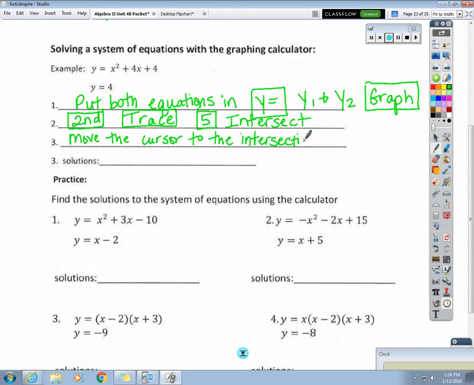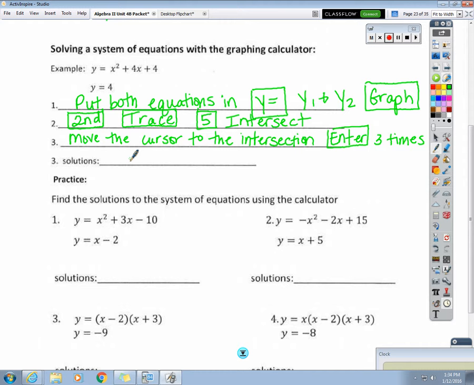And once you've placed your cursor on top of the intersection that you're trying to identify, you will hit enter 3 times. And then it'll pop up your solution. And then to find the other one, you go through the same process. Second trace 5, move the cursor to it, enter, enter, enter. Okay, so I'll give you time to finish writing that, and then we'll try it on the calculator.